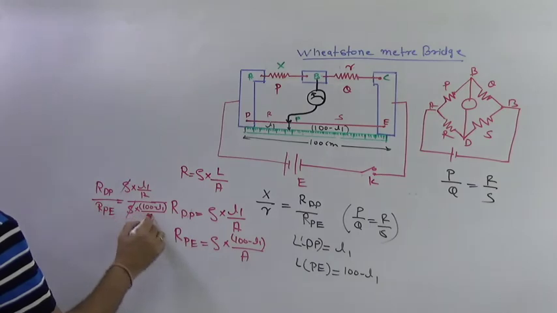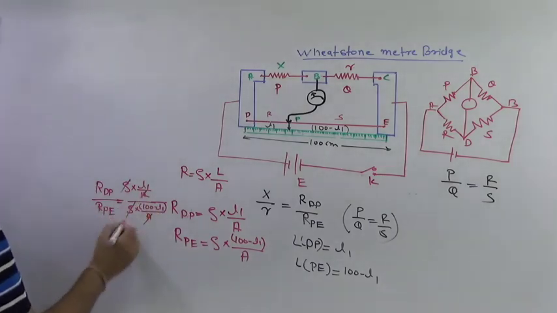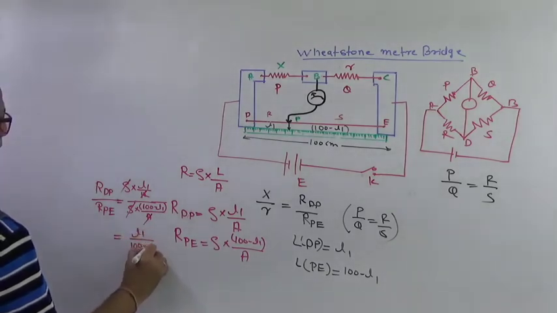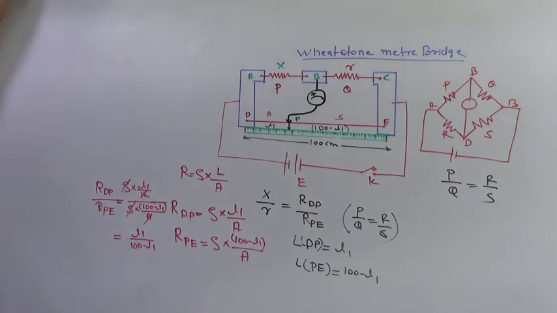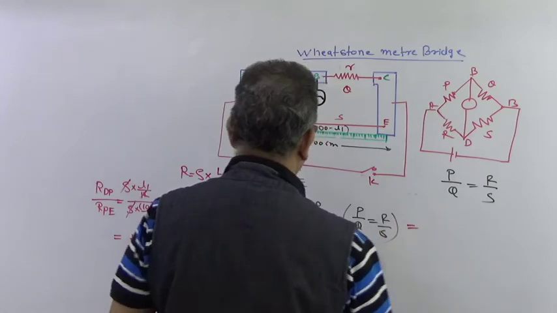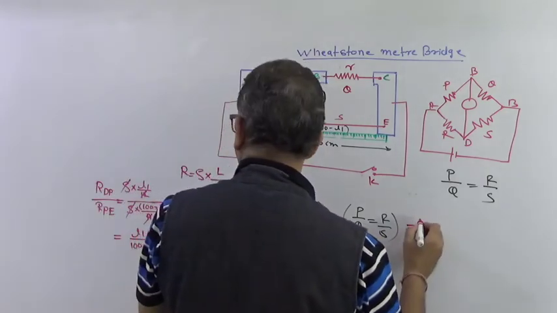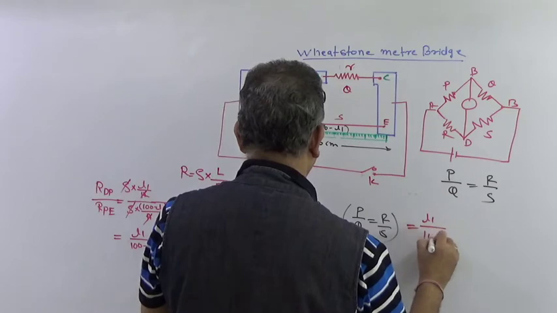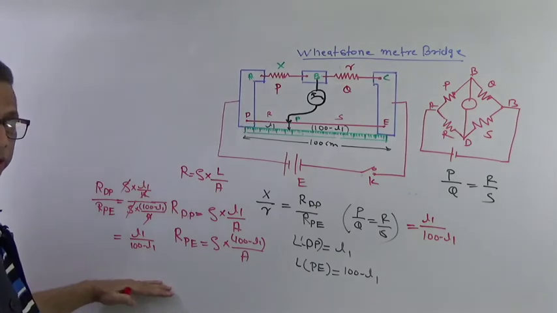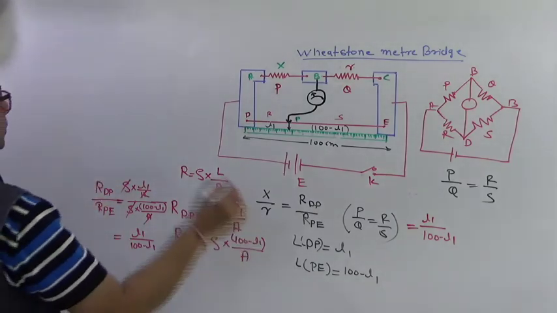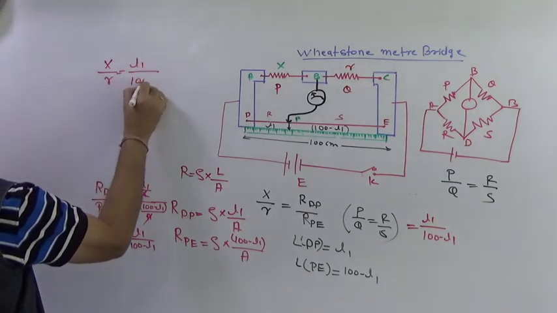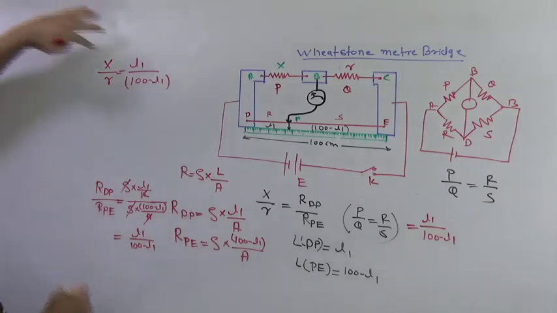So what do we have? This gets cancelled. The ratio of the resistances will be L1 upon 100 minus L1, right? So R dP upon R PE is equal to L1 upon 100 minus L1. This gives me a universal equation for the Wheatstone bridge, which says that X upon R is equal to L1 upon 100 minus L1. What is L1?